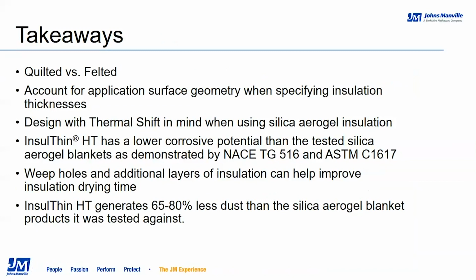And as Jeff mentioned earlier, on small diameter pipes, a quilted blanket may be a better option in terms of flexibility and handleability than a felted blanket, which is a little bit stiffer. You also want to make sure that you're accounting for the surface geometry of your application when specifying insulation thickness. This is crucial. You want to carefully check your product data sheets and make sure that the thermal data that you are using for your specifications matches the thermal data and the system requirements of your application.